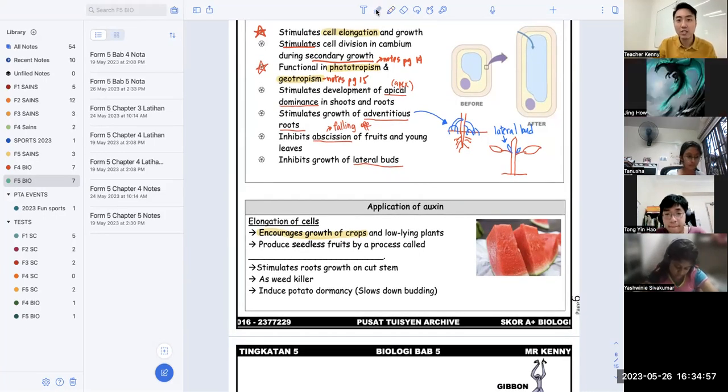Students, have you seen seedless fruits before? Yes? Tell me fruits that are seedless that you know before. What fruits have you eaten that has no seeds? Grapes, right? Most of the time you see seedless grapes, right? Seedless oranges also got. Seedless watermelon also got.